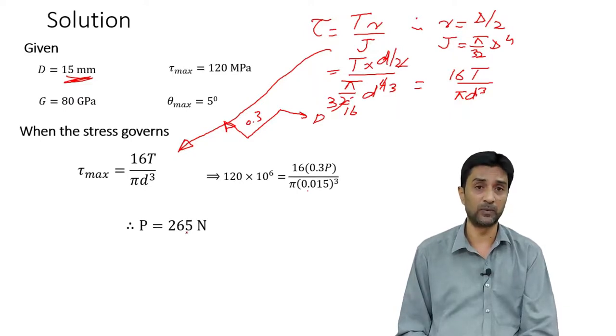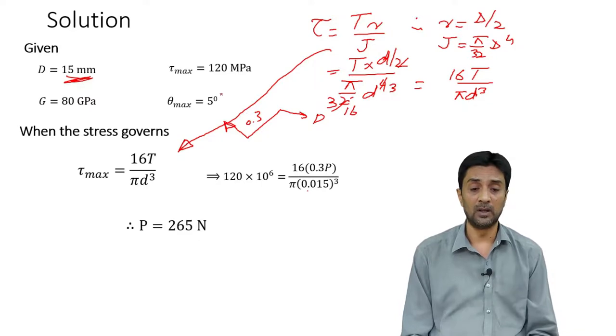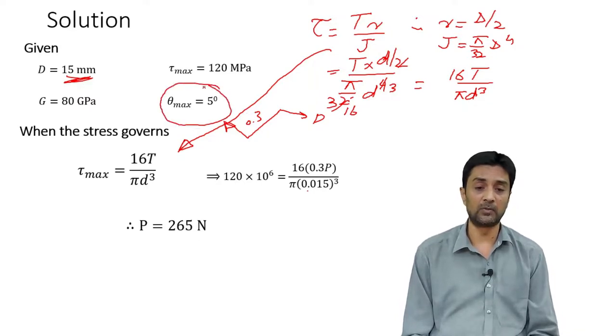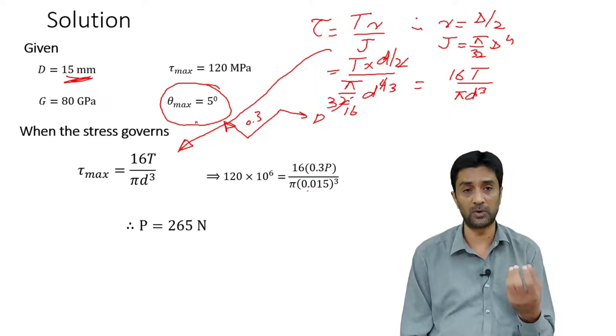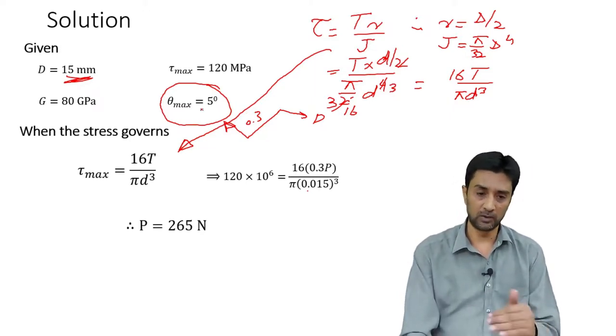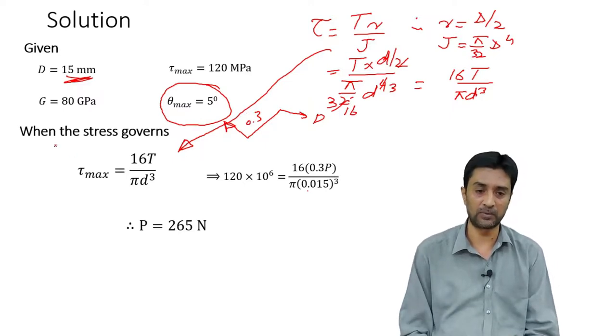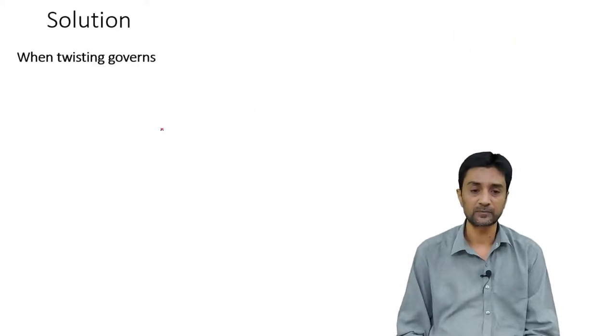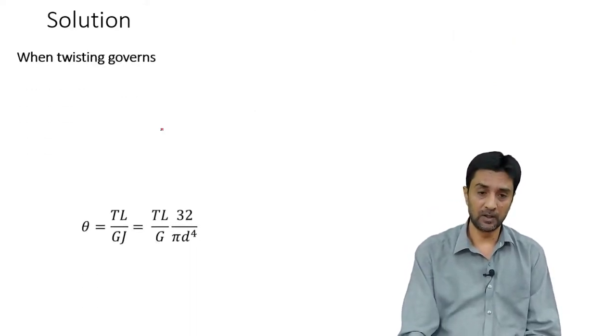But that value of P is not sufficient, because we do not know whether this value of P would limit the angle of twist to 5 degrees or not. So we'll see how much force we need to apply to limit this angle of twist to within 5 degrees. So this particular step involves when the stress governs. We'll see in the next step when twisting governs.